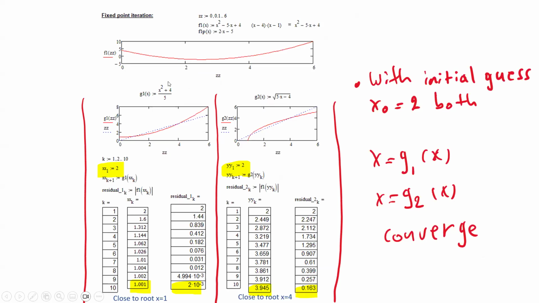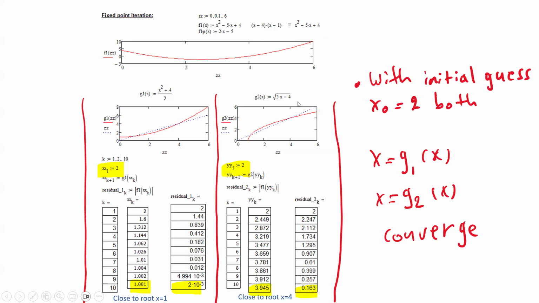This is the first two rearrangements, the functions g1 and g2, and this is the initial guess, initial guess 2. Once we plug the initial guess 2 into these rearrangements, after each iteration, as you can see, the answer gets closer to the roots of these functions, because we know that one of the roots of this function is 1 and another is 4.